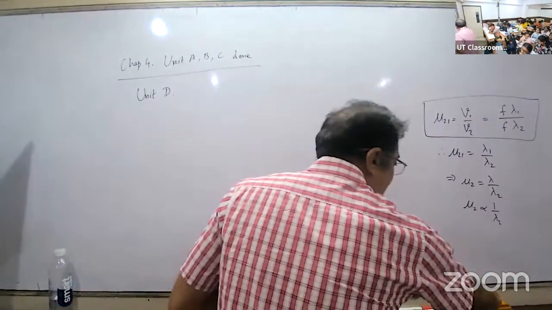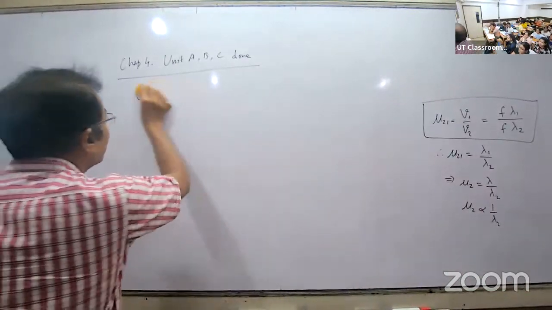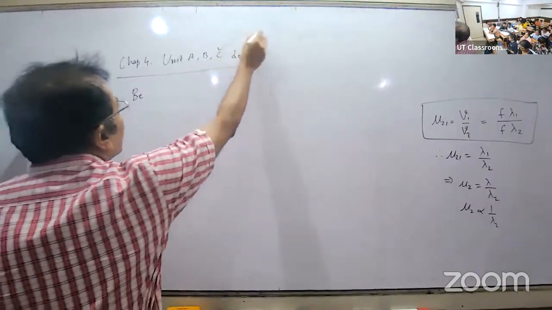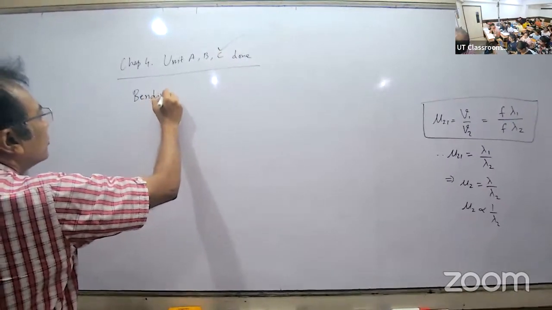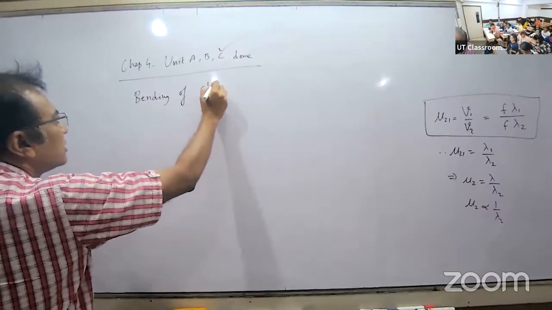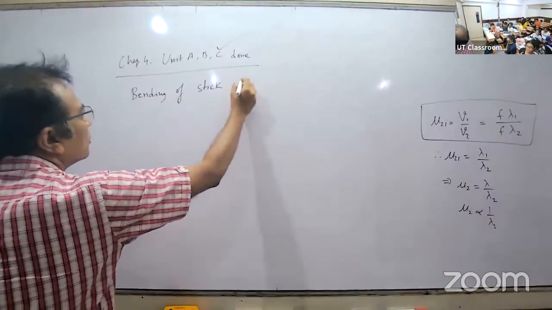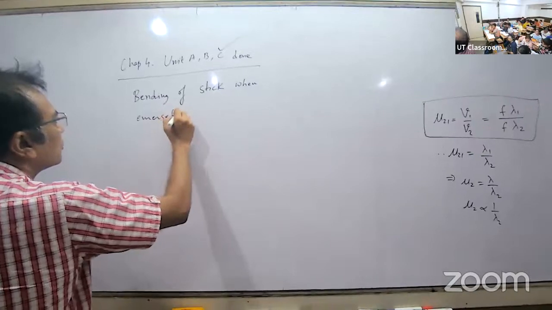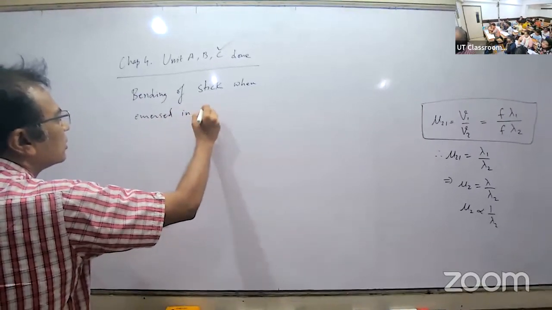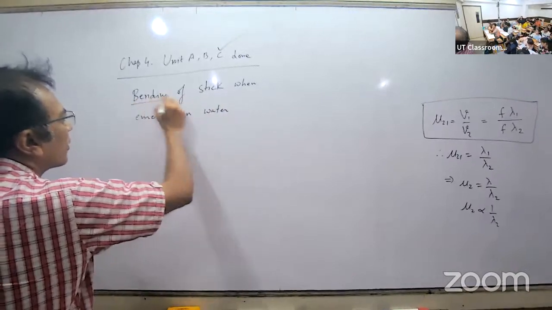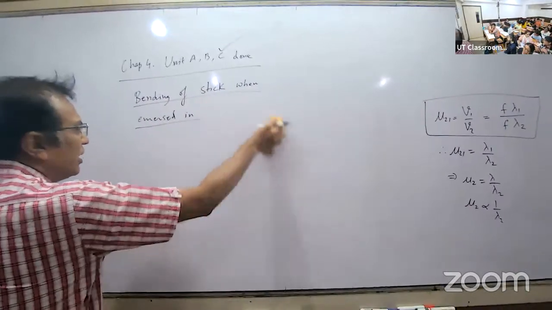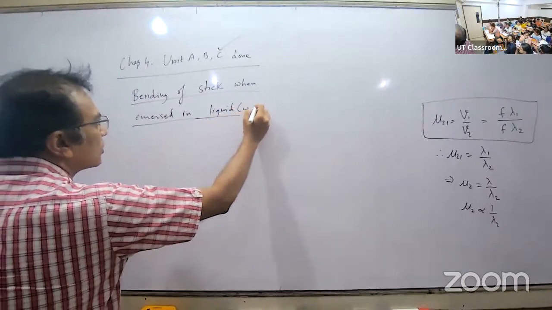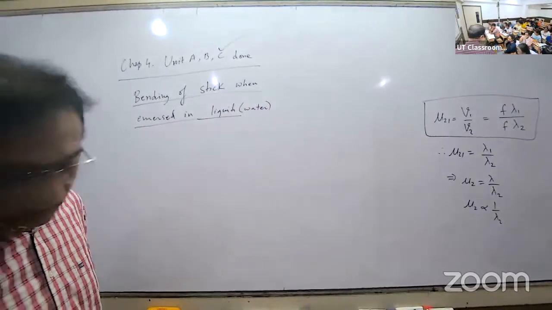Okay, so I think there is one topic left in unit C. So what is that? This is the unit C topic: bending of a stick when immersed in water, or you can say liquid. Liquid, water. ठीक. तो देखो क्या होता है?